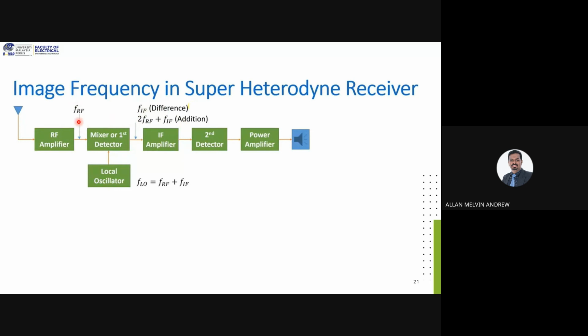For addition, FRF plus FRF plus FIF in the mixer. FRF plus FRF will become 2 FRF plus FIF. That's the addition. For subtraction, FRF minus FRF plus FIF, so FRF minus FRF becomes 0. The remaining for subtraction will have only FIF. These two will be passed to the IF amplifier and to the next processes.